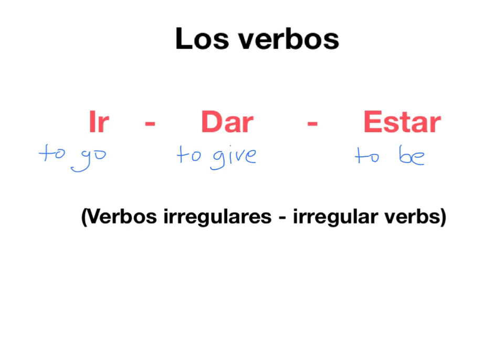In this chapter we're going to talk about three verbs. Ir, dar, y estar. Ir is to go, dar is to give, and estar is to be. And the reason we're studying these three verbs in particular is because they are called irregular verbs. Irregular verbs means that for some reason they don't follow the rules that they should.